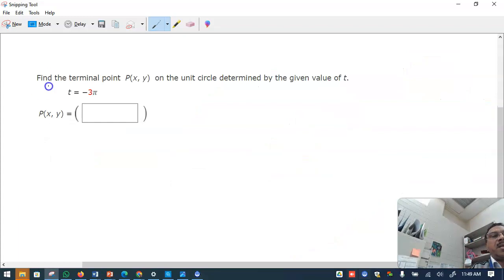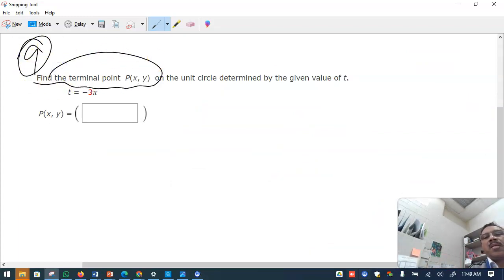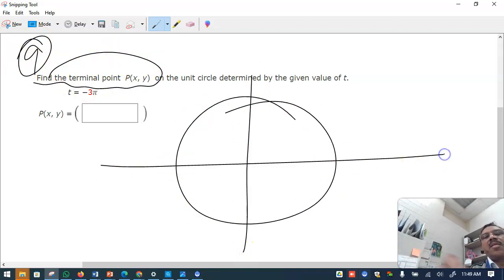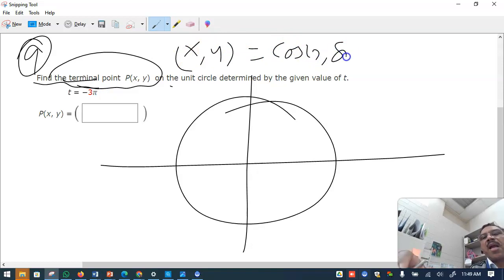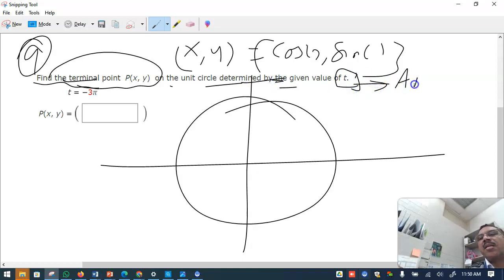The question is, this is problem number 9. Find the terminal point. So that means there is a unit circle, and you need to find the coordinates of the terminal point, that is x, y. And when you say x and y, remember it is nothing but the cosine of the angle and the sine of the angle. They gave us the t, which is the angle created by the terminal side, and it is minus 3 pi.